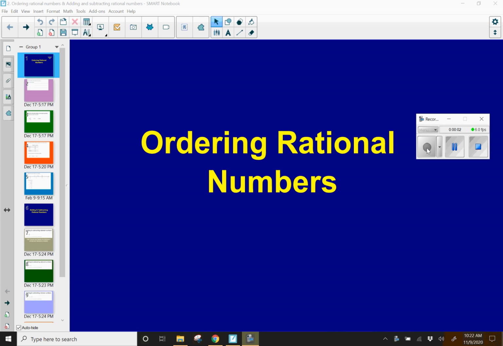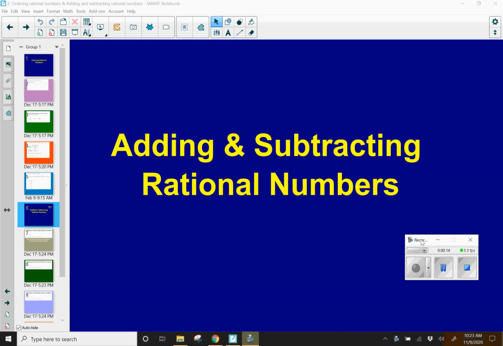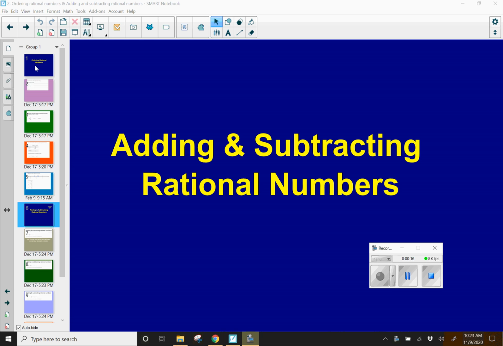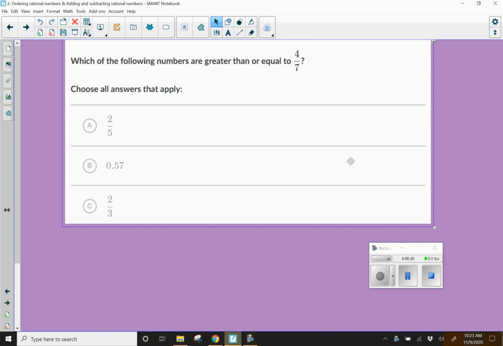Hello everyone. Today we're going to cover the next two skills in the unit fractions, decimals, and percentages, starting with ordering rational numbers and then finishing with adding and subtracting rational numbers. So let's start with ordering rational numbers. It says, which of the following numbers are greater than or equal to 4/7?